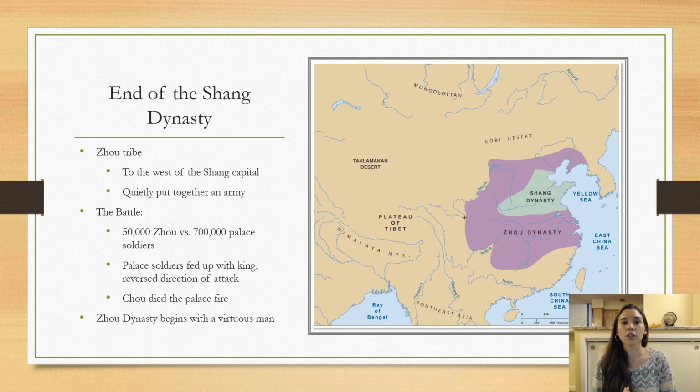So the end of the Shang Dynasty happens with the Zhao tribe to the west of the Shang capital. They are quietly putting together an army. The person who was putting together this army had been taken prisoner and arrested by Chao, and he had told him, please stop torturing people using this terrible method, because he was a very honorable, virtuous man. Again, we're seeing that pattern. And Chao was like, no. He ends up releasing him, and this guy puts together this army.